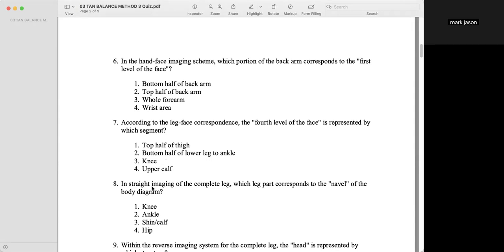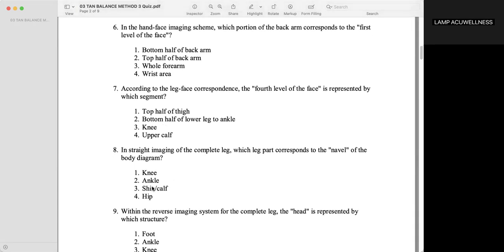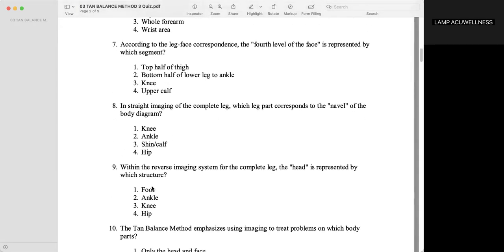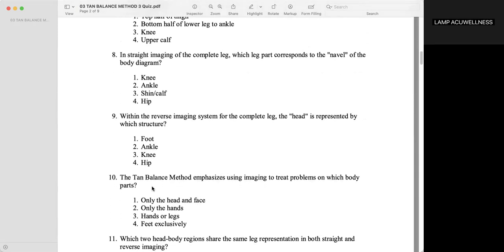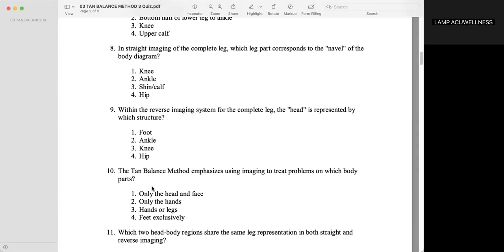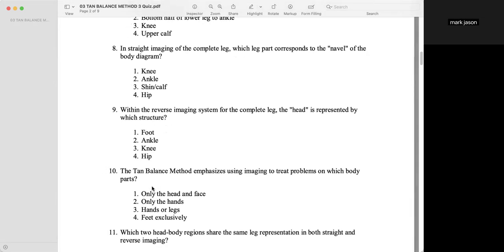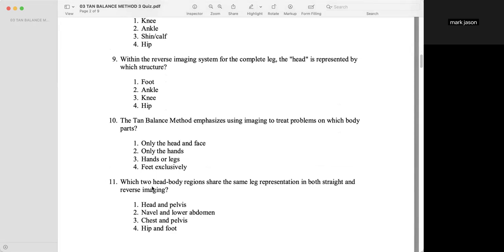Number 2. According to the leg face correspondence, the fourth level of the face is represented by which segment? Bottom half of lower leg to ankle. In straight imaging of the complete leg, which leg part corresponds to the navel of the body diagram? Knee. Within the reverse imaging system for the complete leg, the head is represented by which structure?